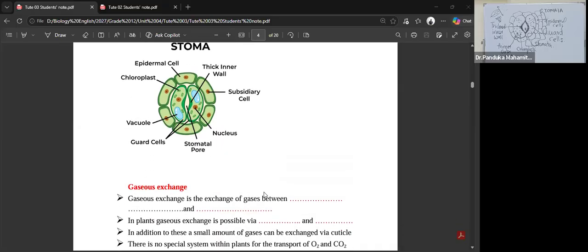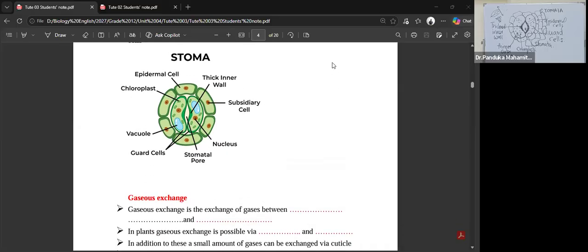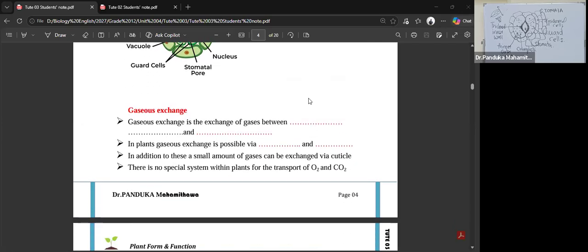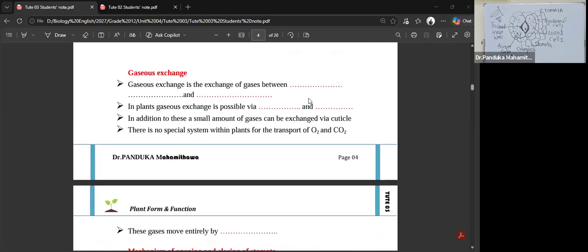Okay, right. So I have given you the picture of the guard cells when you see the under surface of the leaf. Right? Okay. Understood. Any other questions? Everyone understood? Right. Shall we move on to the gas exchange then?